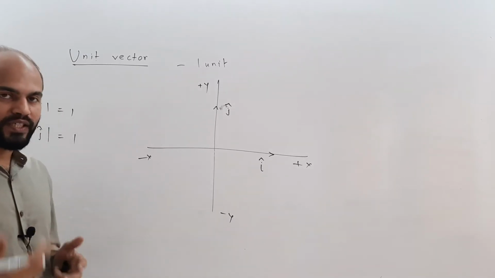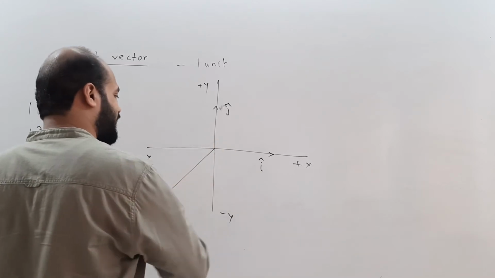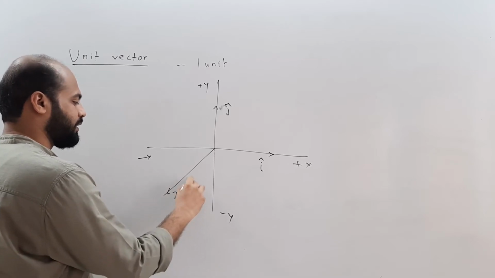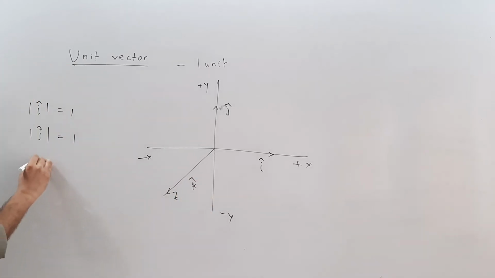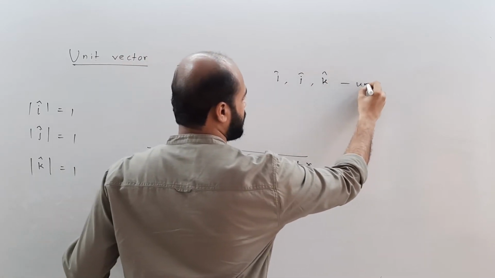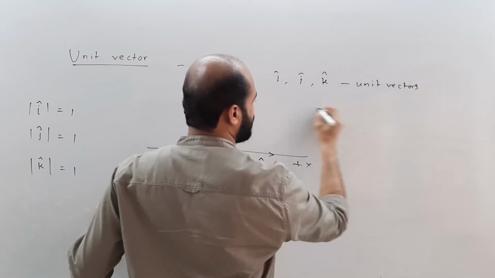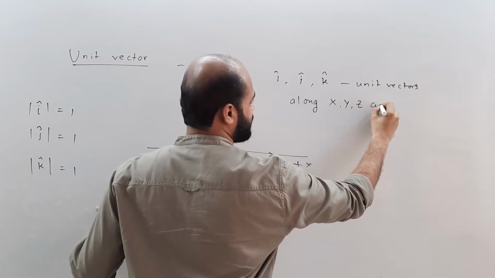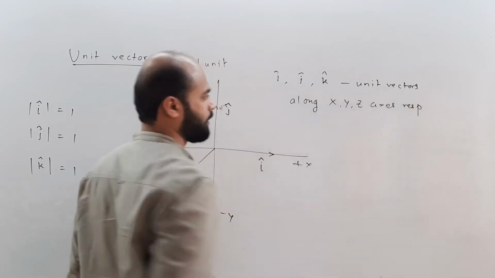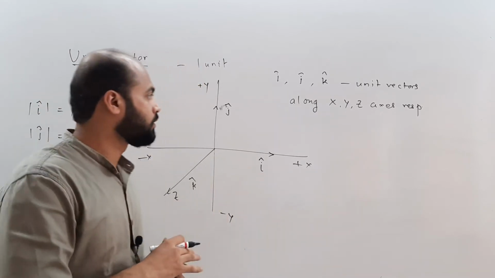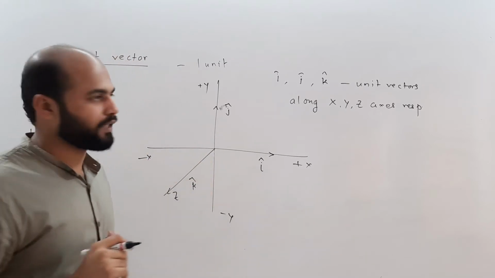And if I continue with this and write the z axis also, then along the z axis it will be given as k cap. So i cap, j cap and k cap are unit vectors along x, y and z axis respectively. Now what do these vectors do? Why do we have to learn about these vectors? It means that it helps us locate the direction of the vector.